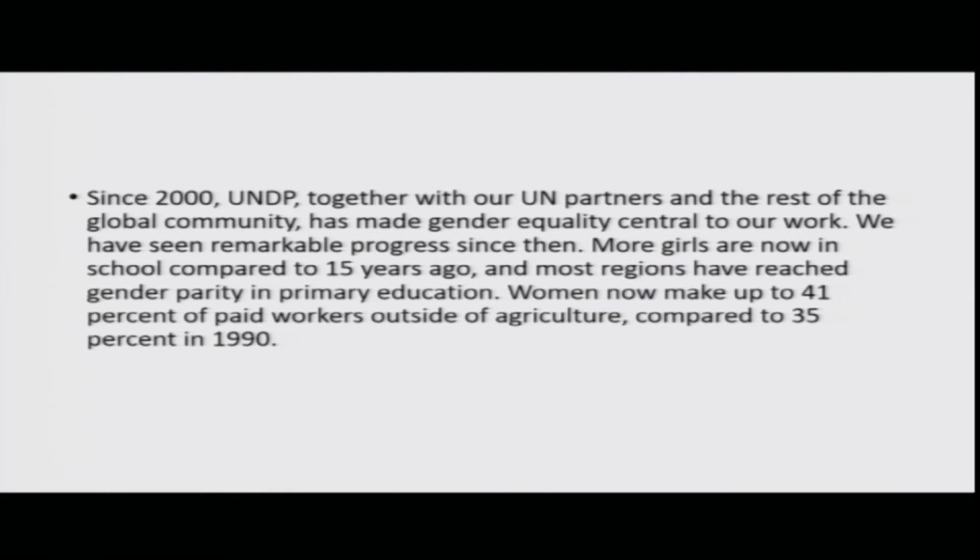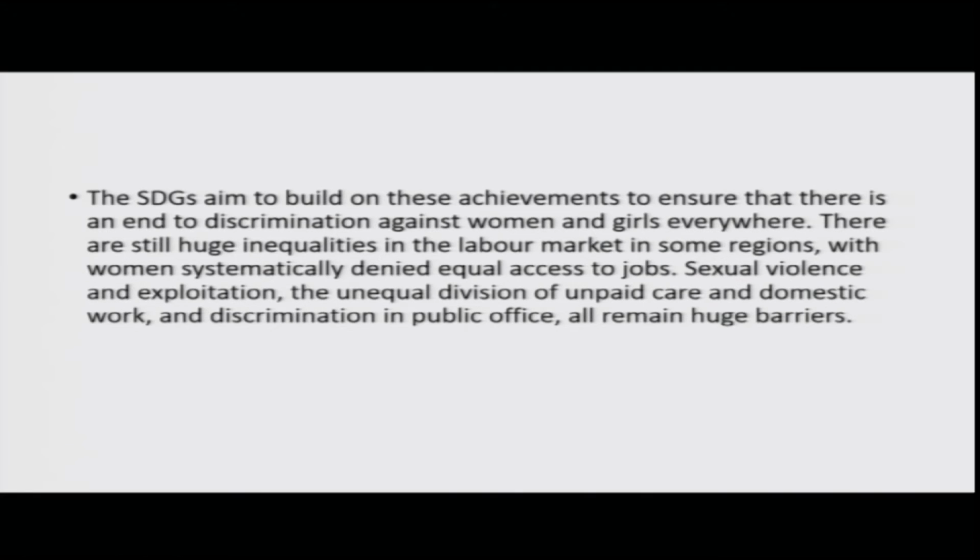Since 2000, the UNDP, together with United Nations partners and the rest of the global community, has made gender equality central to our work. We have seen remarkable progress since then. More girls are now in schools compared to 15 years ago, and most regions have reached gender parity in primary education. Women now make up about 41% of paid workers outside agriculture compared to 35% in 1990 across the world. So in this context, the SDGs aim to build on these achievements to ensure that there is an end to discrimination against women and girls everywhere.